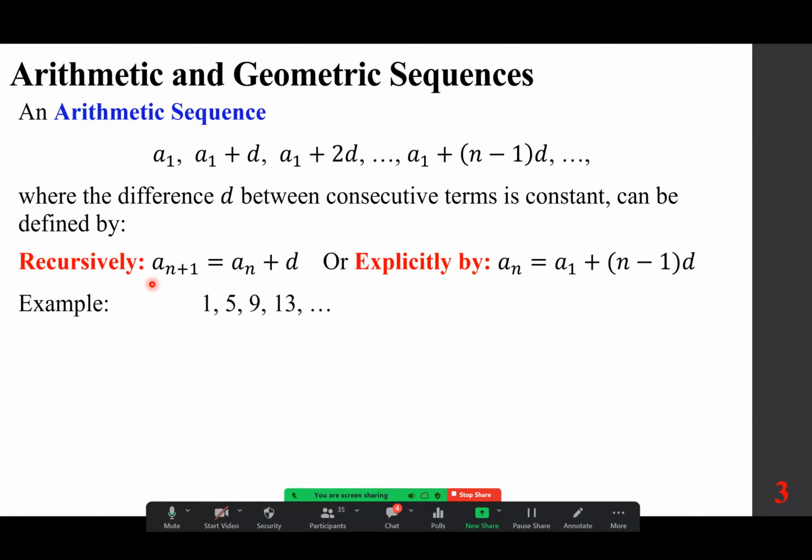If we want to go recursively, a sub n plus 1 is a sub n plus d, a constant. So if you want the next term, you pick the previous term and add a constant. Explicitly, a sub n is a sub 1 plus n minus 1 times d. Notice we are adding 4. 1 plus 4, 5 plus 4, 9 plus 4. So d is 4.